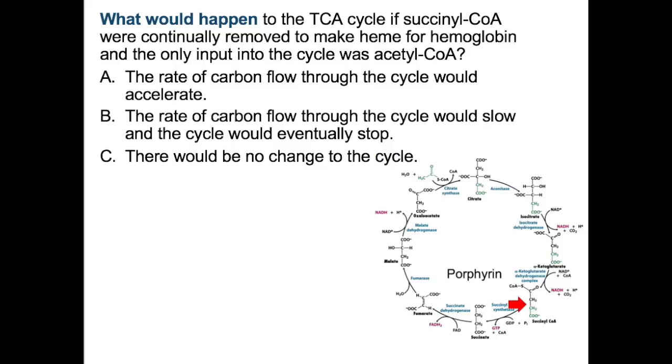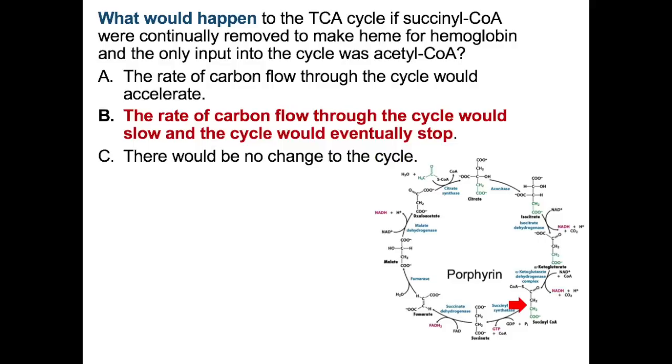So what would happen to the TCA cycle if succinyl-CoA were continually removed to make heme for hemoglobin, and the only input into the cycle was acetyl-CoA? Would the rate of carbon flow through the cycle accelerate? Would it slow and eventually stop? Or would there be no change at all to the cycle?